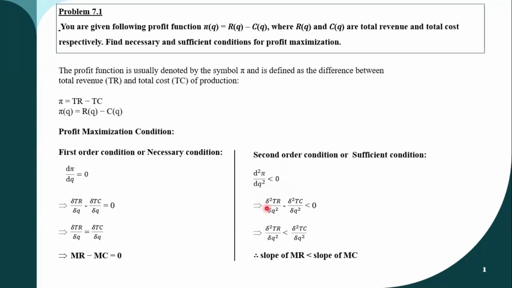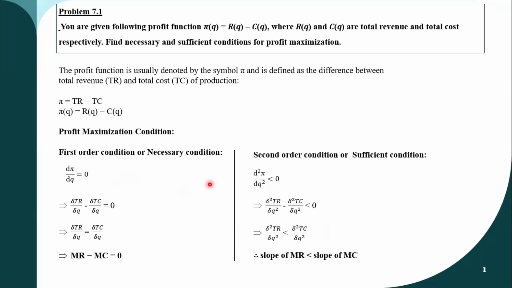After that, this equation means d squared TR by dQ squared minus d squared TC by dQ squared is less than 0. If we put d squared TC by dQ squared on the other side of the equation, then we find that d squared TR by dQ squared is less than d squared TC by dQ squared. That means the rate of change of marginal revenue is less than that of marginal cost. Therefore, the slope of MR is less than the slope of MC.